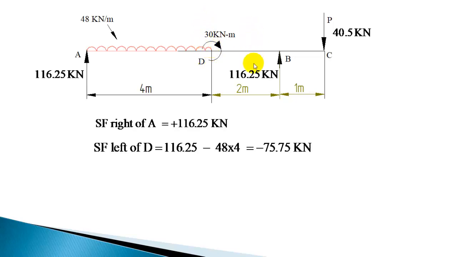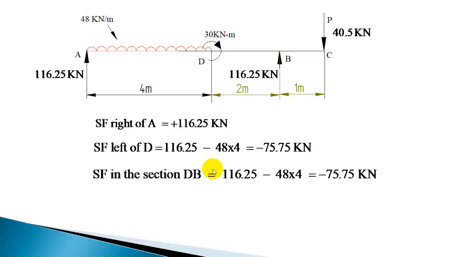Now in this section you can take, the couple we need not consider. In this section you can take dB. Here the shear force will be constant. At this section there is no further load added, so you will get the same shear force. Even at D you get the same, and even at dB you should get the same. So in the section dB, it is 116.25 minus 48 into 4 only. No further load is there. So that will be the shear force in the section dB, same as this, minus 75.75.